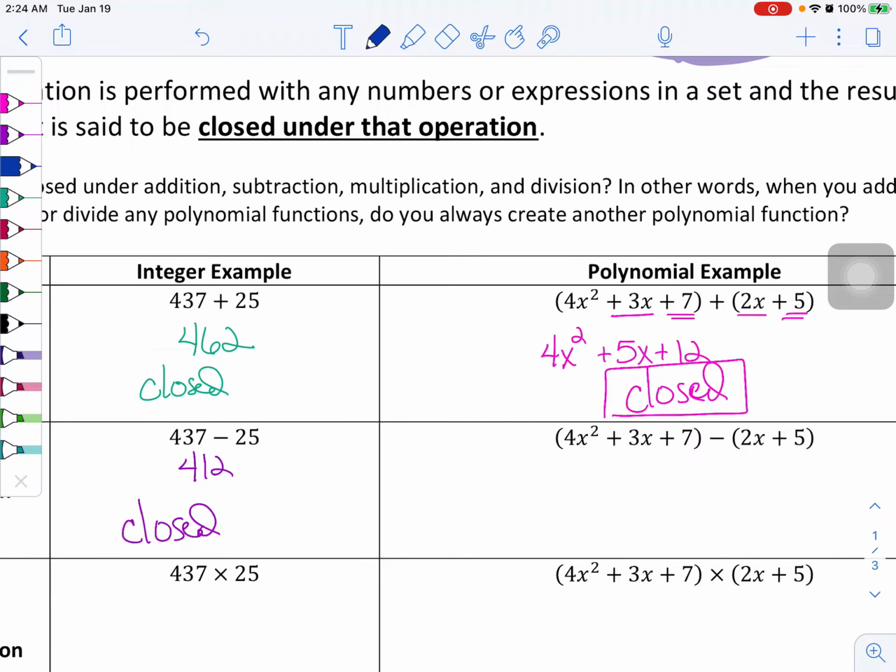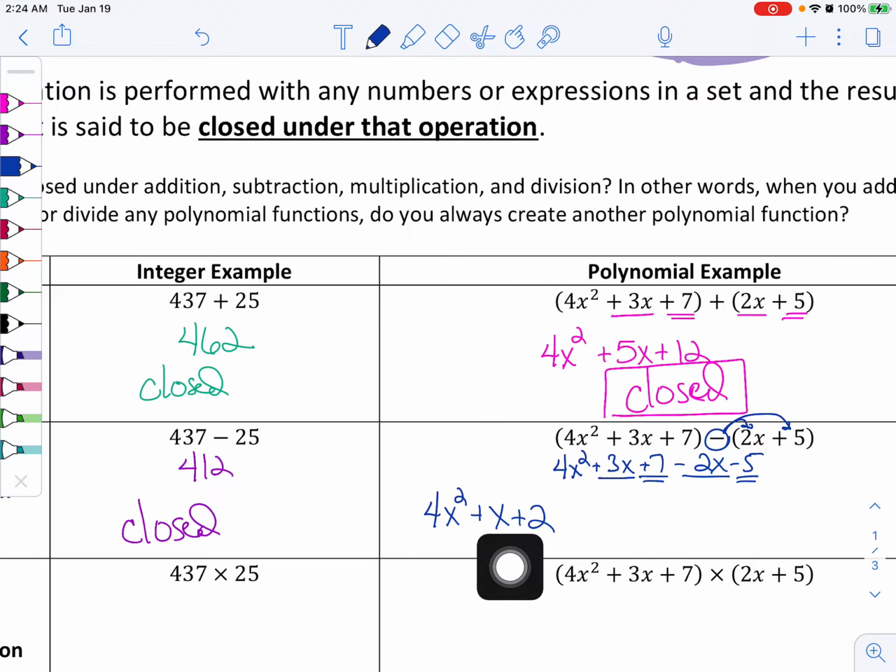If we look at polynomial subtraction, I do want to distribute this negative. So 4x squared plus 3x plus 7 minus 2x minus 5. Combine some like terms. So 3x minus 2x, 7 minus 5. I'm just going to put this off to the side here so I have some room. Let's see, 4x squared plus an x, and then plus 2.